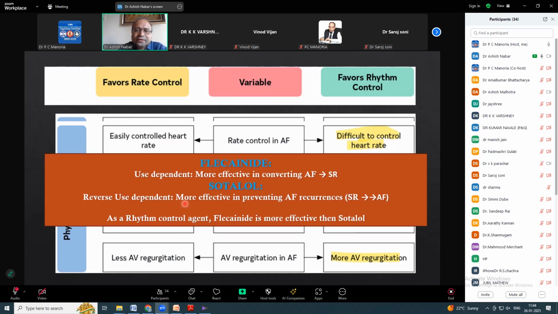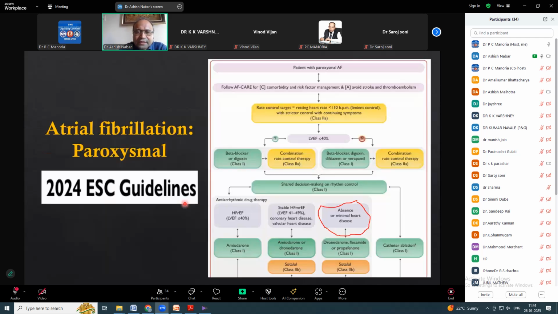So this is the difference that you must remember in their properties. Flecainide is use dependent, sotalol is reverse use dependent. And in general, flecainide is a more effective agent than sotalol. Having understood this, let's see what the trials suggest and how to use these drugs.